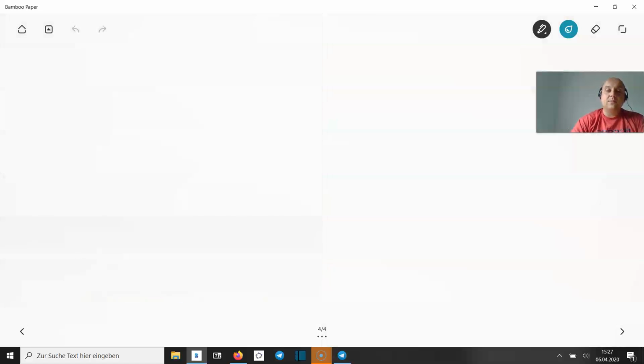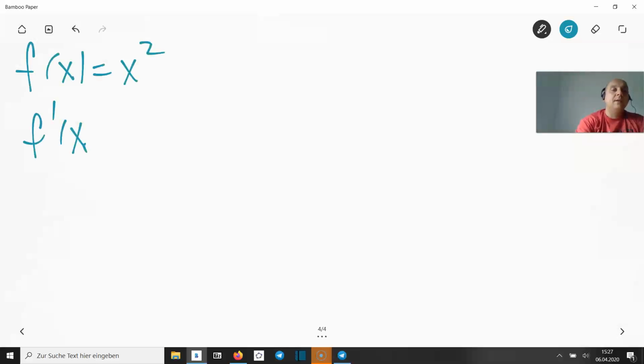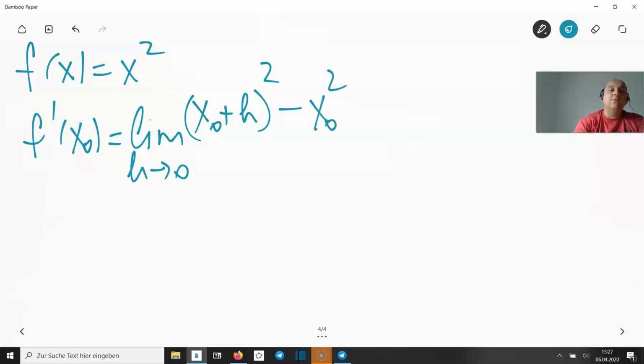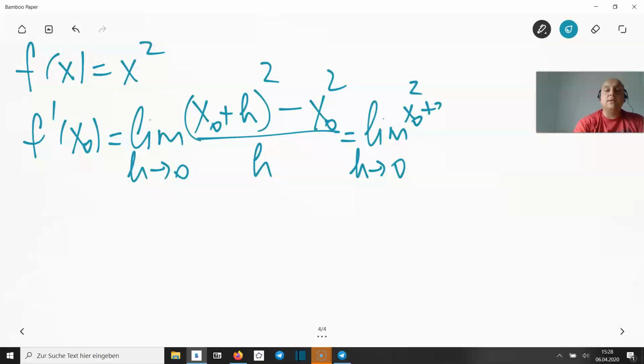Now let's move on to f of x equal to x squared. What will happen here? So let's start now with the h method, with the first principle. So what does this function do? It squares. Whatever we put in, it squares it. So we put in x0 plus h, we square it, minus x0 squared divided by h. This is the limit, h towards 0. Now we use the binomial formulas, x0 squared plus 2x0h plus h squared.